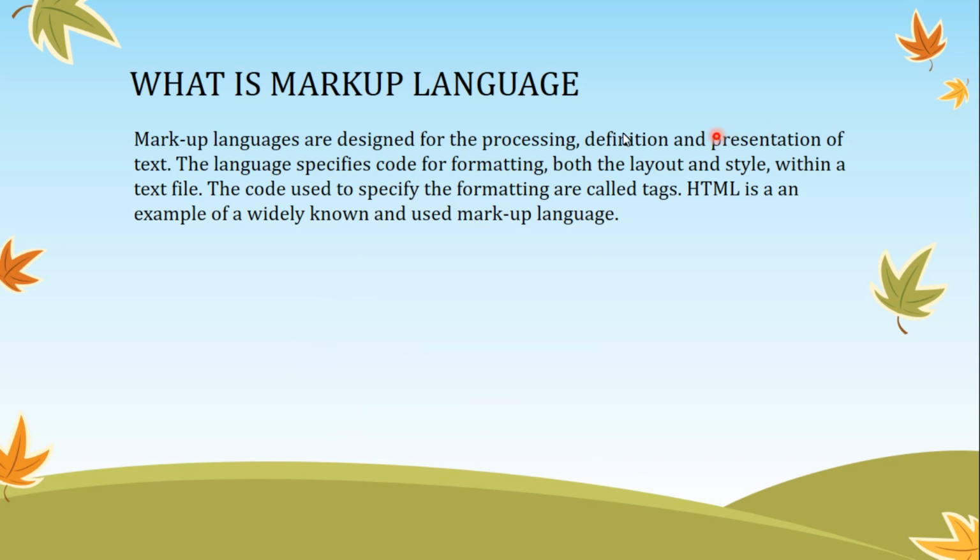So this is the definition of a markup language. It is written over here that markup languages are designed for the processing, definition, and presentation of text. The language specifies code for formatting both the layout and style within a text file. The code used to specify the formatting is called tags. HTML is an example of a widely used and known markup language.